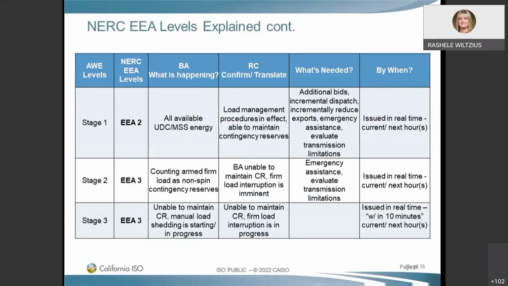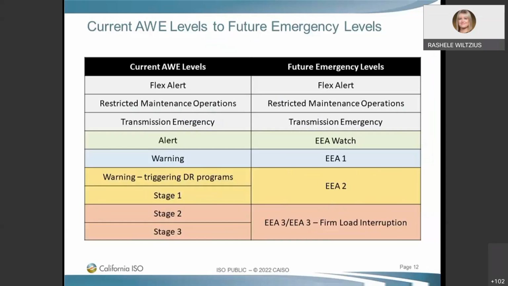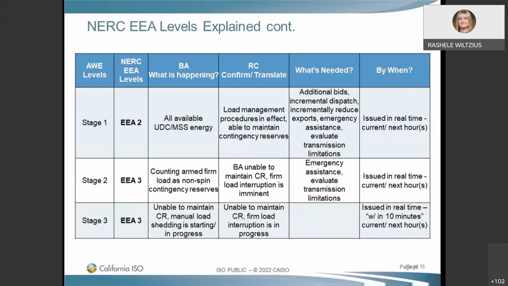Now, an EEA3 is a combination of both a current stage 2 and stage 3 levels. Basically, the balancing authority is unable to maintain their contingency reserves. We're counting that armed firm load as contingency reserves, and we're unable to maintain that. During this firm load interruption, you're going to see another notification in addition to an EEA3 if we actually have to do that load shed. And those are issued in real time for the current hour or for the next hour, and specifically with the load shed within that next 10 minutes.